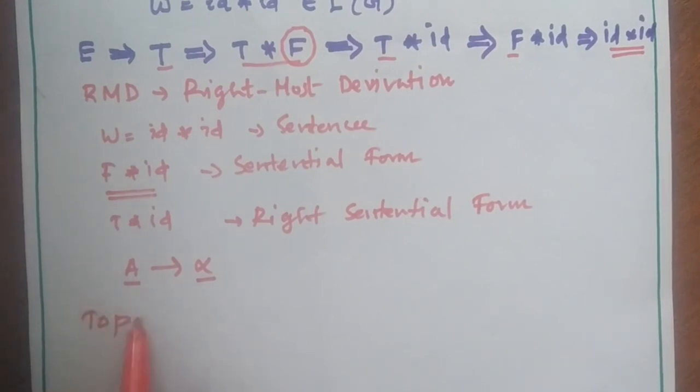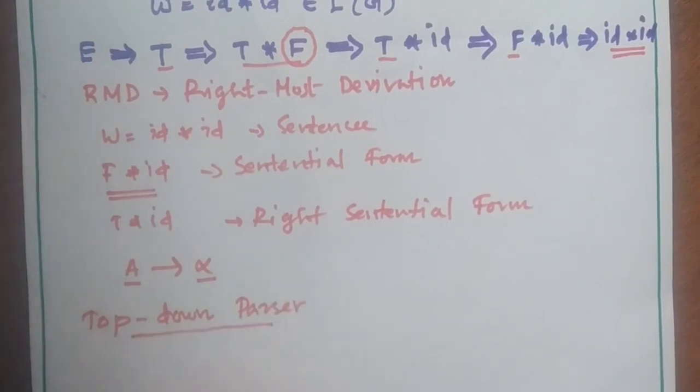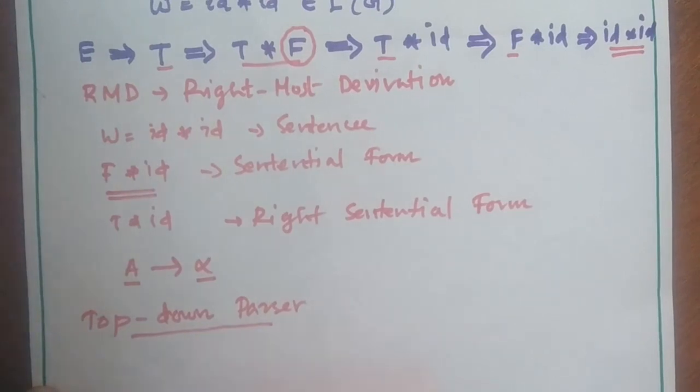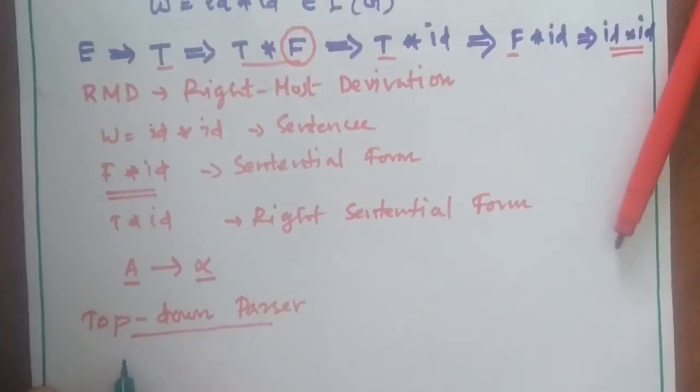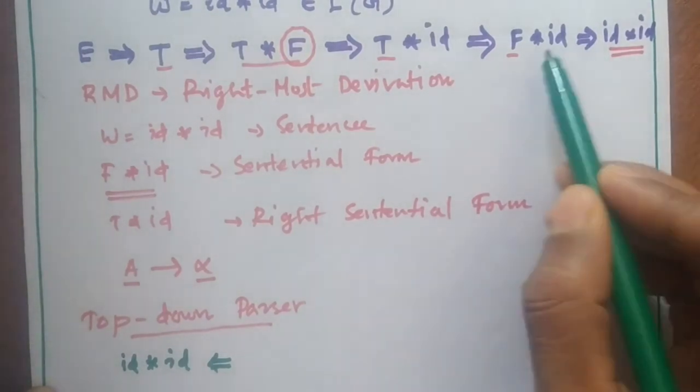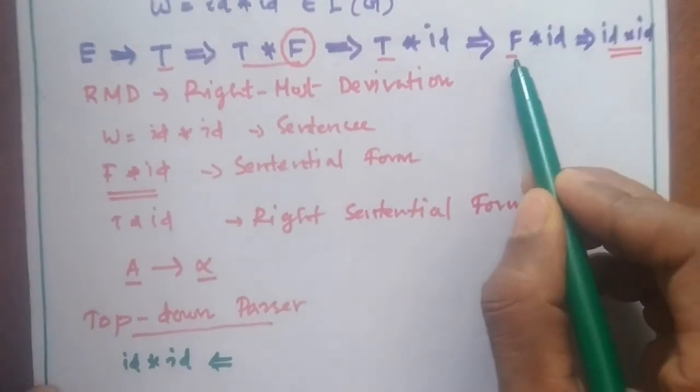What is the top-down parser doing? A top-down parser will construct the parse tree and find the rightmost derivation in the reverse order. That means the top-down parser will start from the given string id and find one right sentential form which is just previous in the rightmost derivation of the given string. We know that the previous right sentential form in the rightmost derivation of the given string is this one.